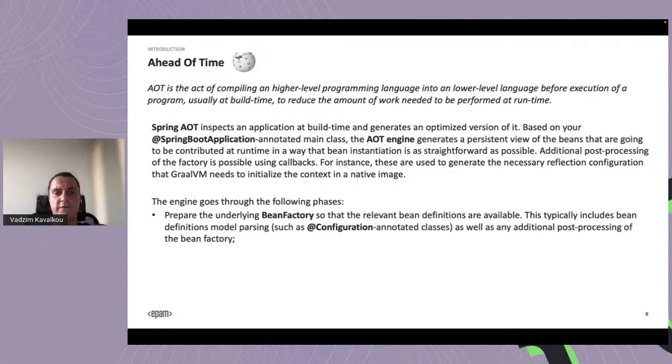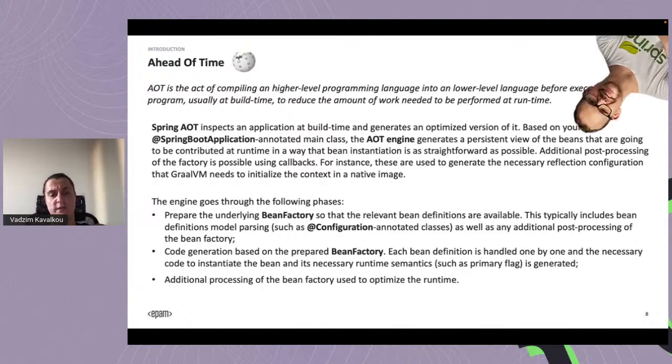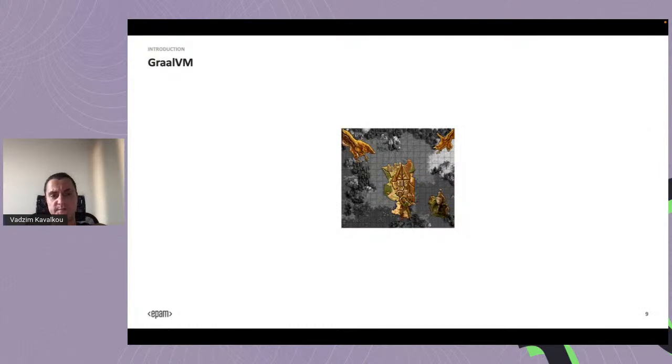Prepares the underlying bean factory, so the relevant bean definitions are available. This typically includes bean definition model parsing, such as configuration and data classes, as well as any additional post-processing of the bean factory. And code generation based on the prepared bean factory and additional processing of the bean factory used to optimize the runtime. And what is GraalVM?